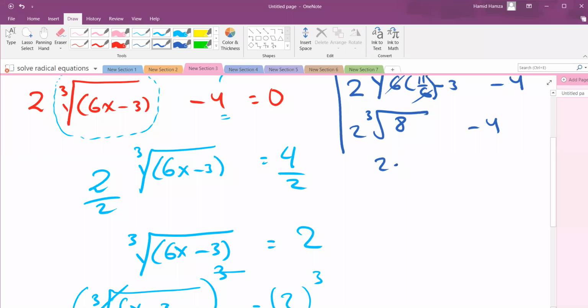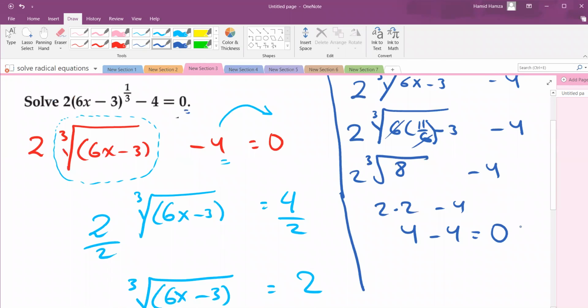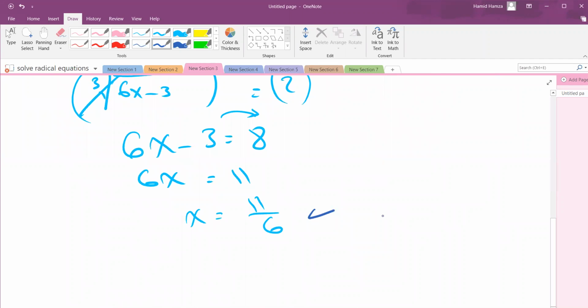So it will be 2 multiplied by 2 minus 4. 2 multiplied by 2 is 4, minus 4. 4 minus 4 will be 0, which is what? The right-hand side. So the solution, guys, is accepted. This is the solution. Any question, guys?